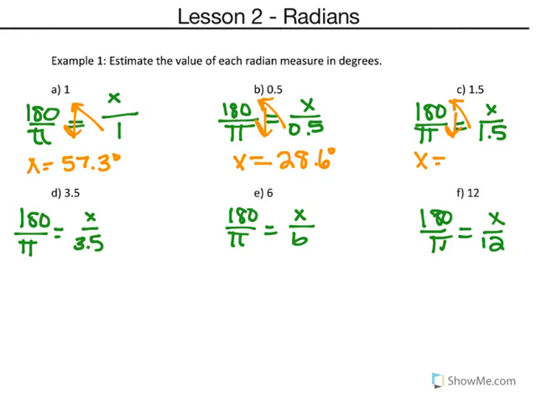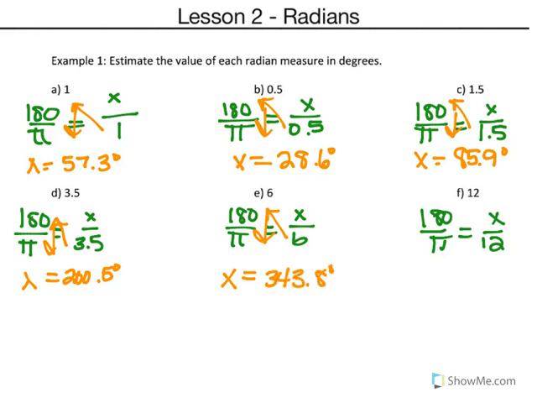You should get x to be 85.9 degrees. Cross multiply and divide, you should get x to equal 200.5 degrees. Cross multiply and divide, you should get x to equal 343.8 degrees. And this one is double. Cross multiply and divide, so it's 687.5 degrees. So that's very simple, same way to convert.